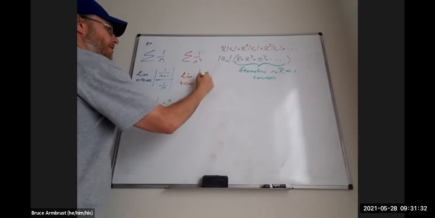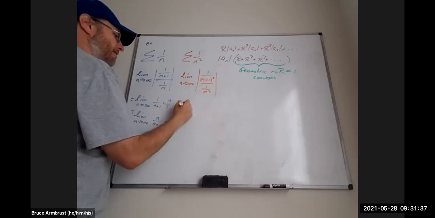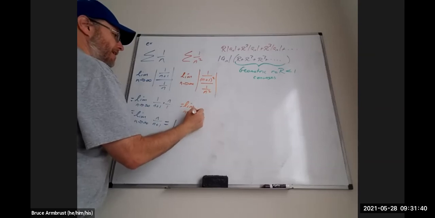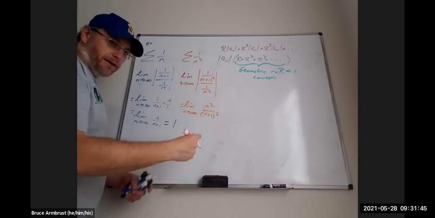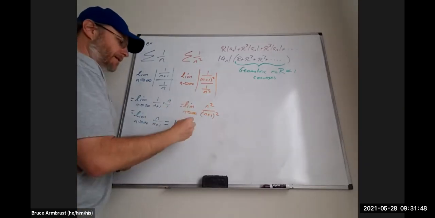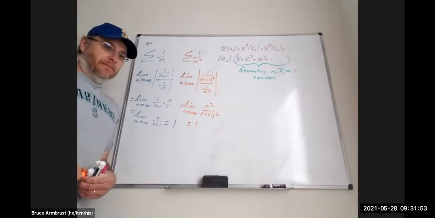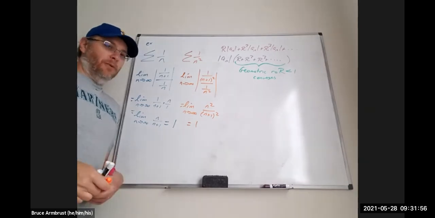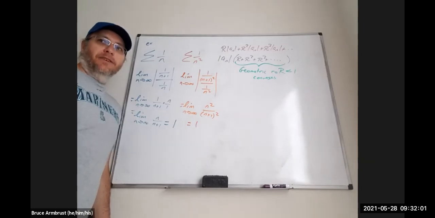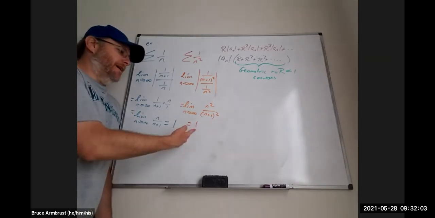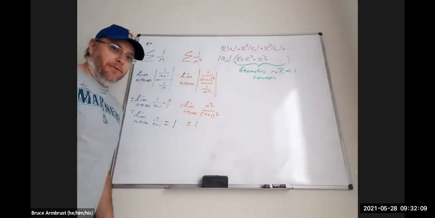Okay, so we're going to get 1 over n plus 1 squared divided by 1 over n squared. So that's the limit as n goes to infinity of n squared over n plus 1 squared if you flip and multiply. And again, you take the limit on this and you get 1. So this is why if you use the ratio test and you get 1, that it's inconclusive. Because sometimes they converge, sometimes they diverge, you never really know.